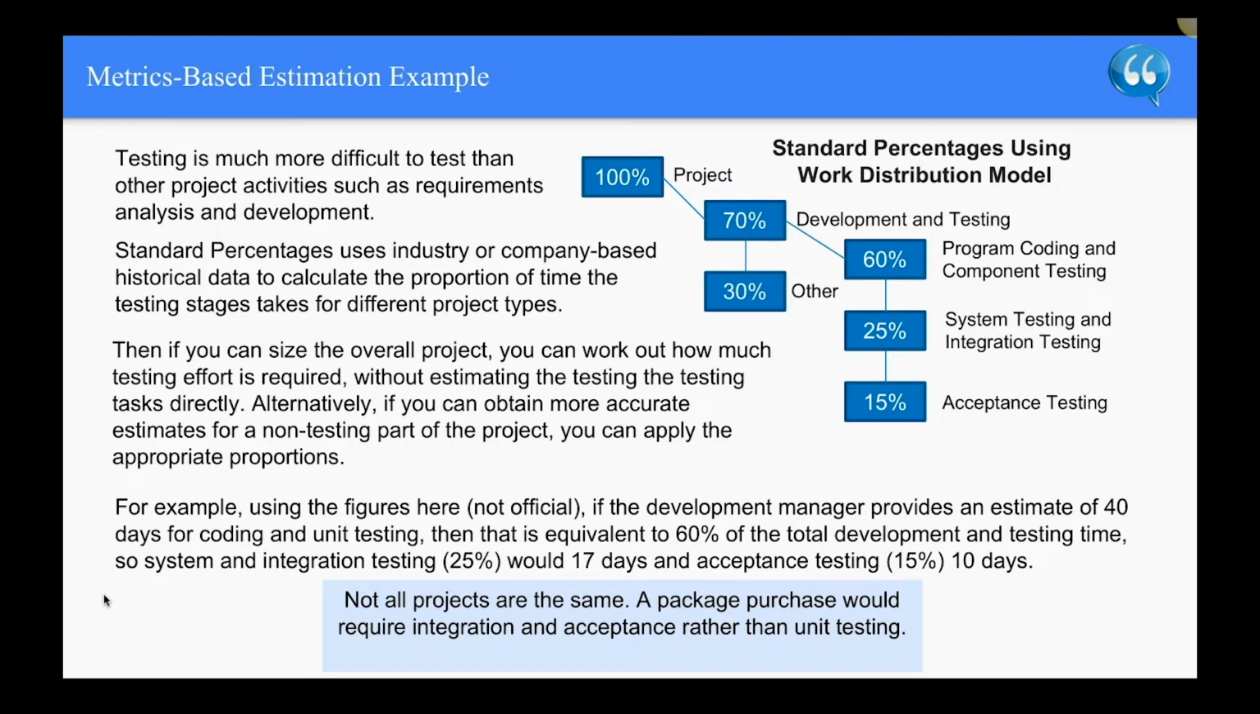So system and integration testing, roughly 25%, would take 17 days, and acceptance testing, about 15%, is about 10 days. Obviously not all projects are the same. For example, a package purchase would require integration and acceptance rather than just unit testing.